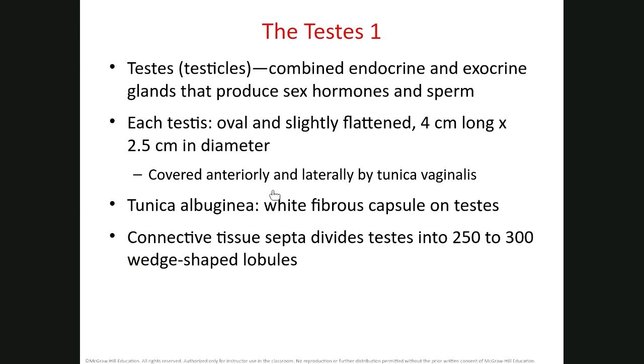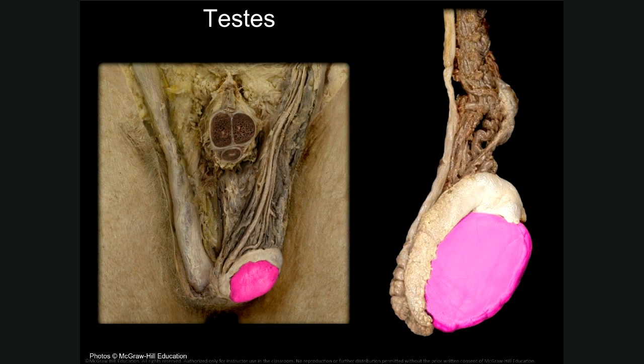The testis is a combined endocrine and exocrine gland. Each testis is oval and slightly flattened. It will have a tunica albuginea capsule around it and will have septa dividing it as well. In the human remains, this is the testis itself. This is the epididymis.